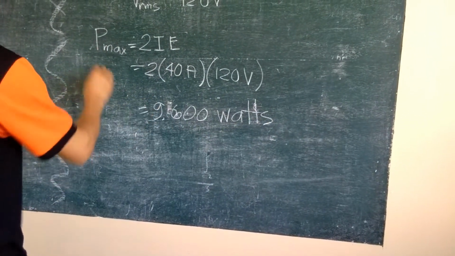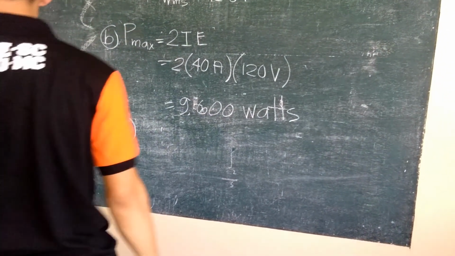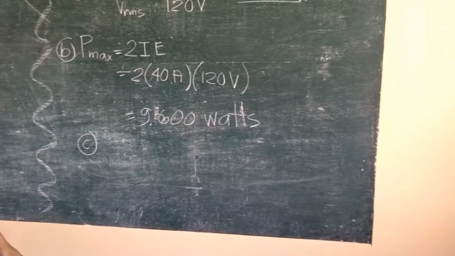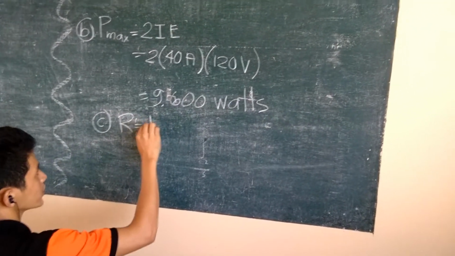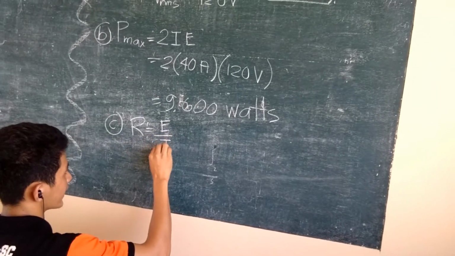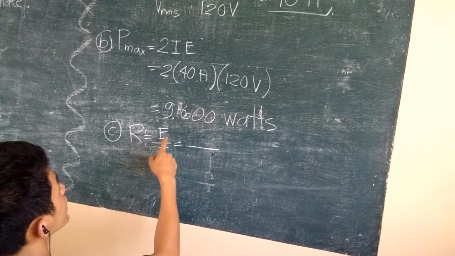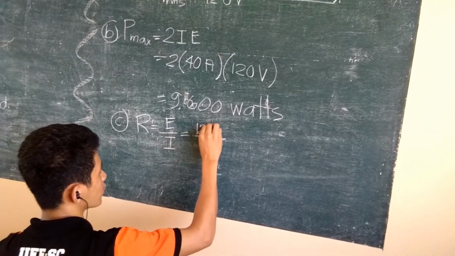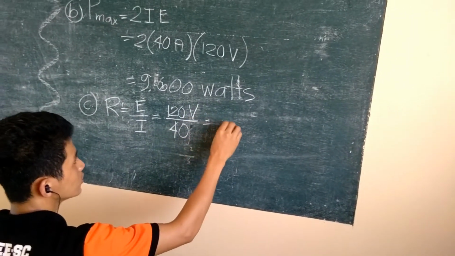For letter C, which is asking for the resistance of the load, we can get the answer by R equals E over I. The E in here is also equal to the VRMS, which is 120 volts, divided by 40, which would result to 3 ohms.